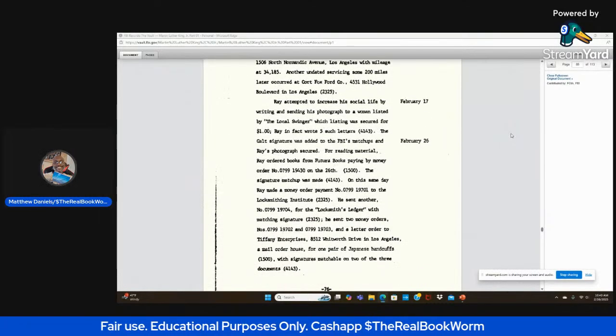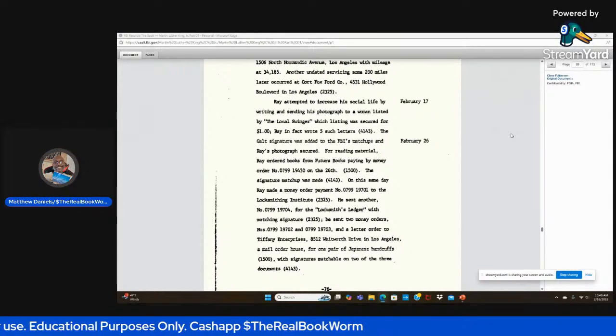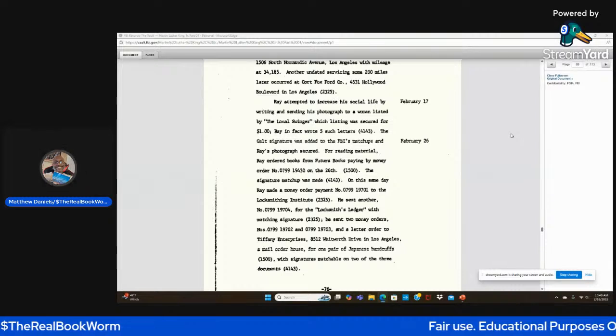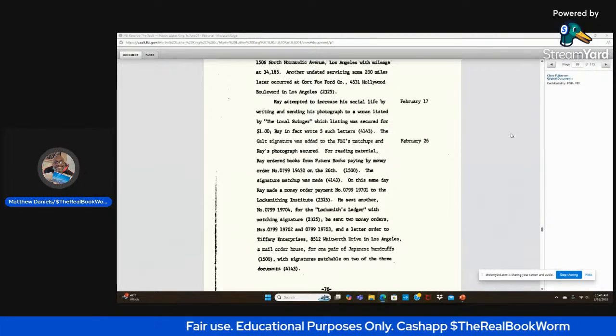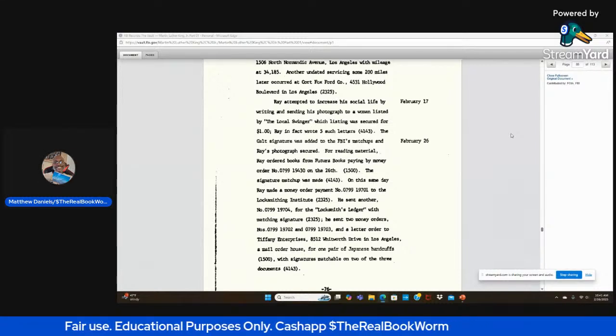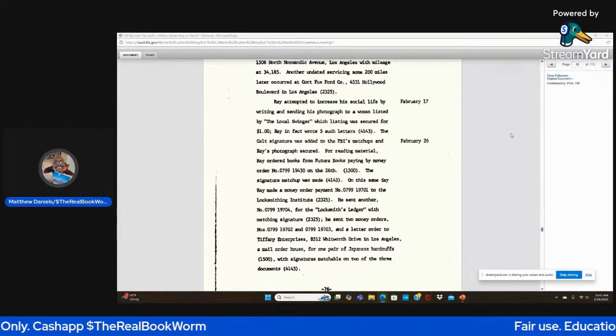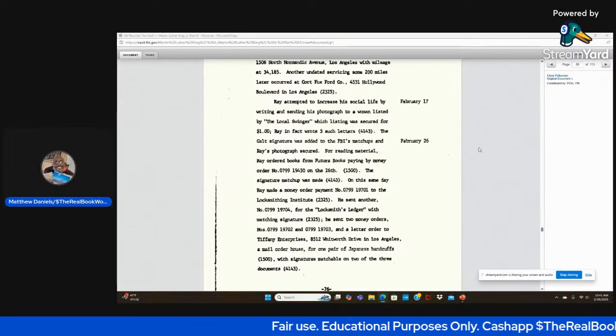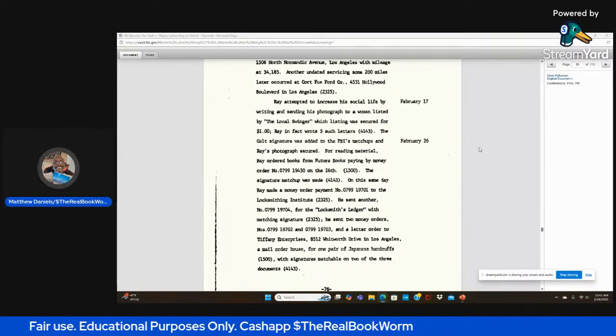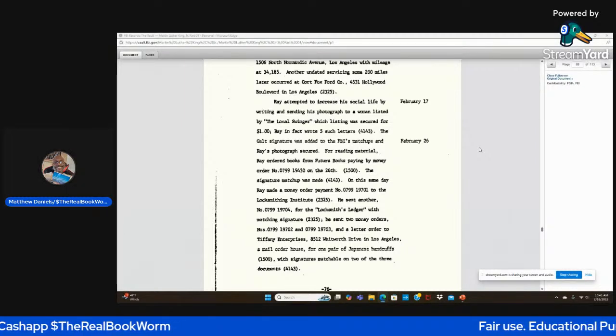Ray attempted to increase his social life by writing and sending his photograph to a woman listed by the local swinger, which listing was secured for $1. Ray, in fact, wrote 5 such letters. The Galt signature was added to the FBI's matchup and Ray's photograph secured. For reading material, Ray ordered books from Futura Books paying by money order. The signature matchup was made.